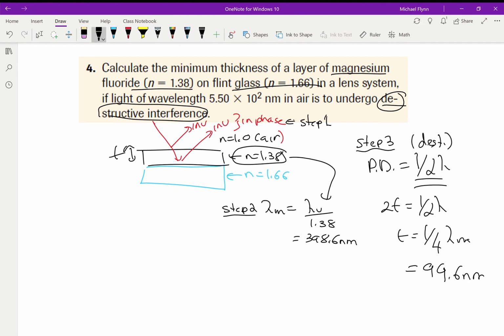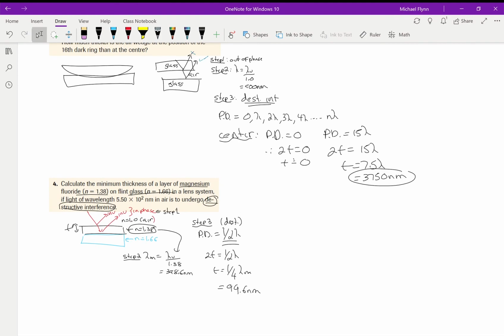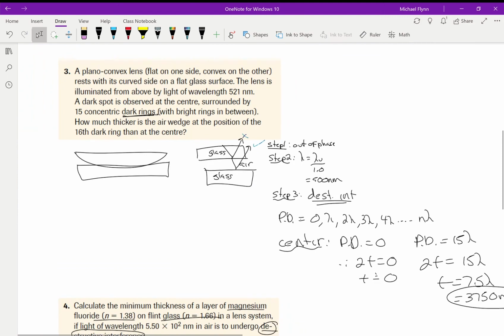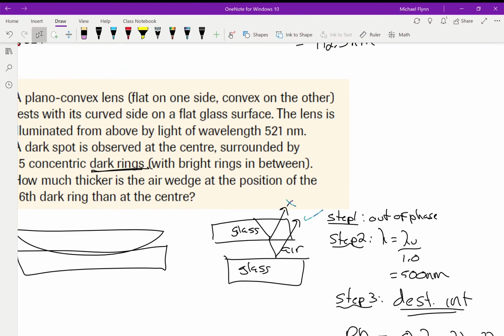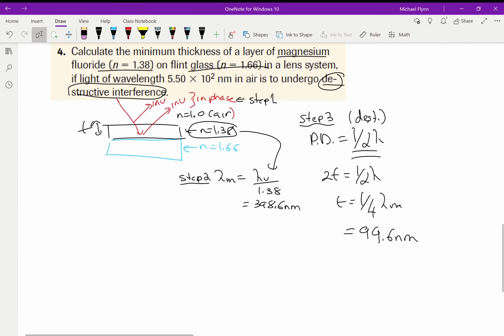99.6 nanometers. And that, my friends, is how you do thin film and air block questions. It's not really an air wedge. Air wedges, you'll know, will say a wedge, and not just one piece of glass lying on top of another one. So that's it, guys, and please follow those 3 steps to do the thin film questions. It's not just one formula that you can use. So that's it for now, and we'll talk to you soon.